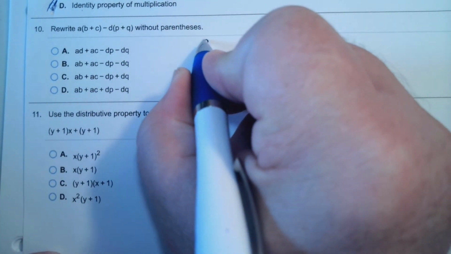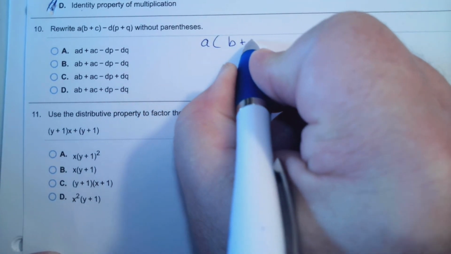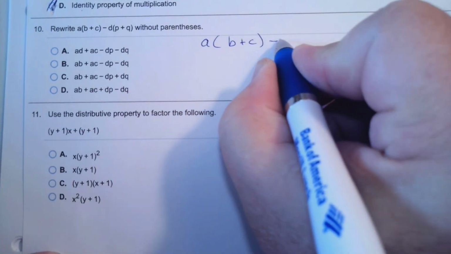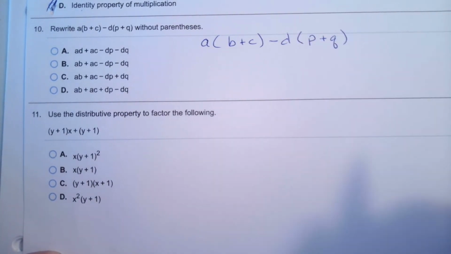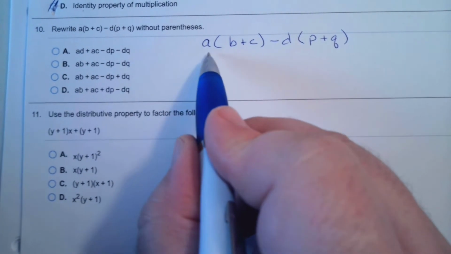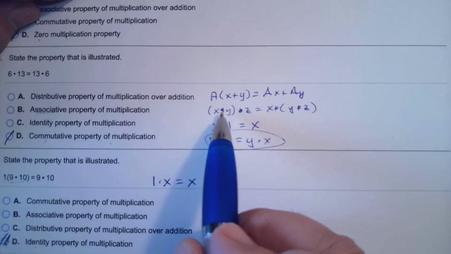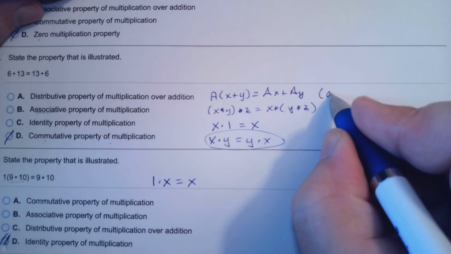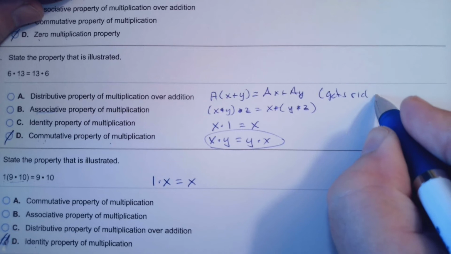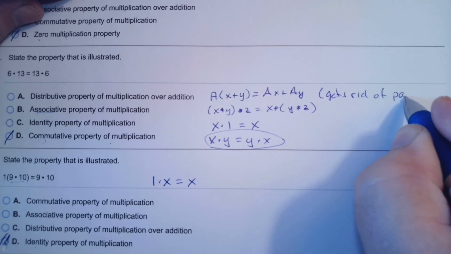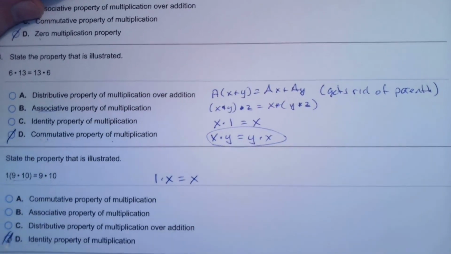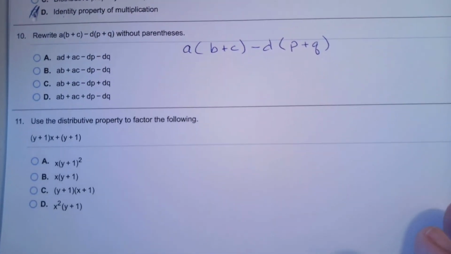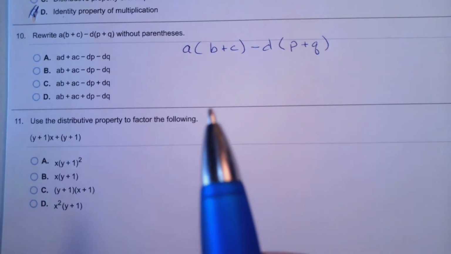Rewrite this equation: A times (B plus C) minus D times (P plus Q) without parentheses. So what we have to do here, that's what the distributive property is. The distributive property gets rid of parentheses. So when you're asked to get rid of parentheses, we have to use the distributive property.